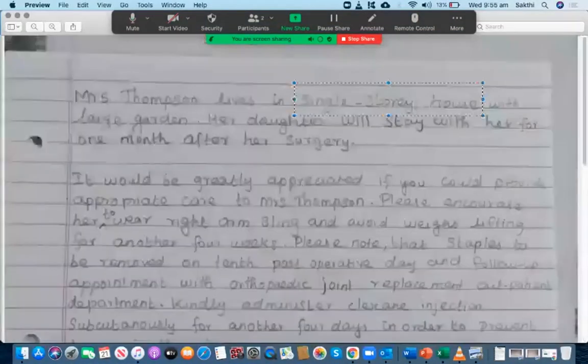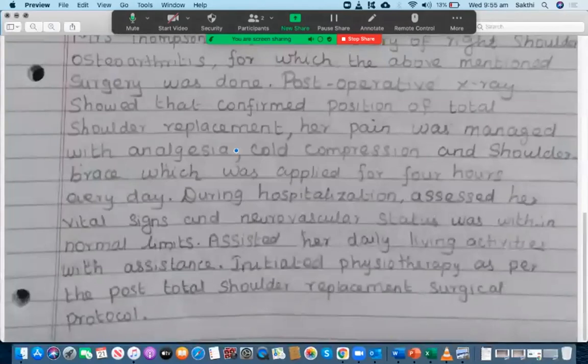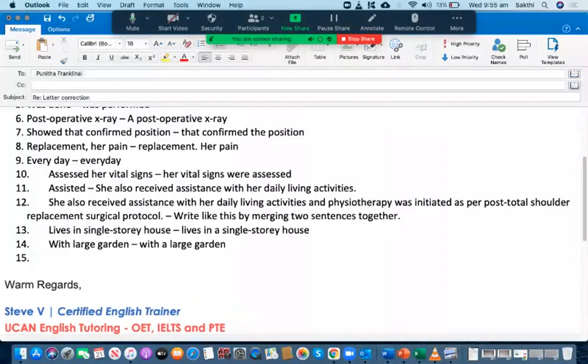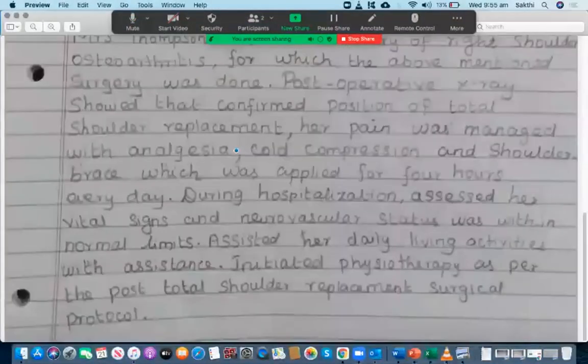Sorry, it's this one. Single-story house with a large garden. You wrote "with large garden." You should have mentioned "with a large garden." All right, what's the next one?